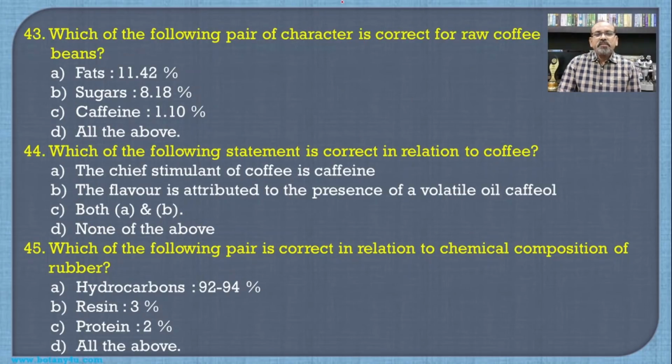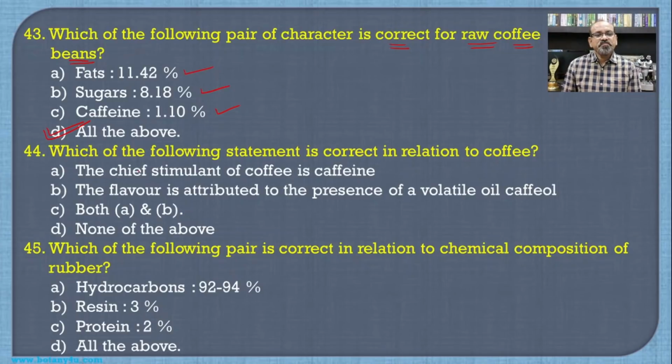Which of the following pair of characters is correct for raw coffee beans, that is the seeds? The raw coffee beans contain 11.42% fats, 8.18% sugars and 1.1% caffeine, and hence all these are correct, so all the above becomes the answer for this question.